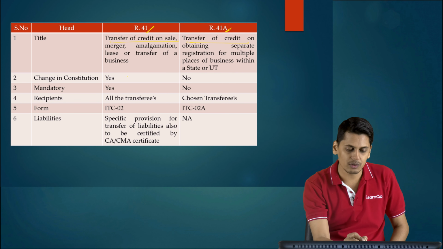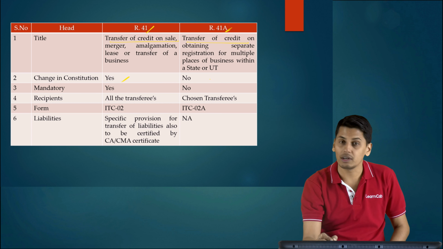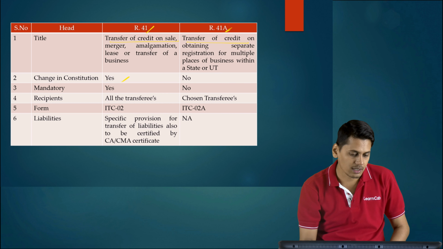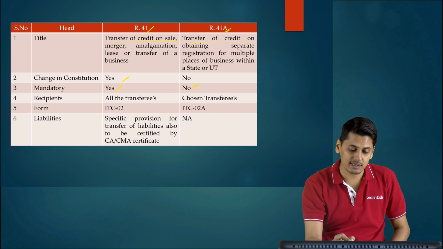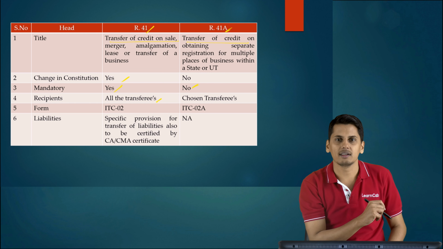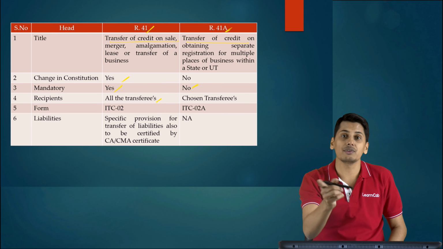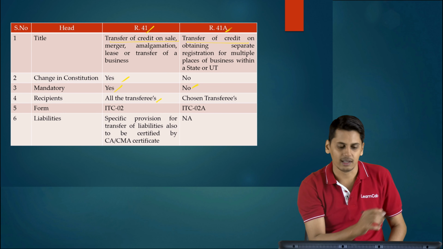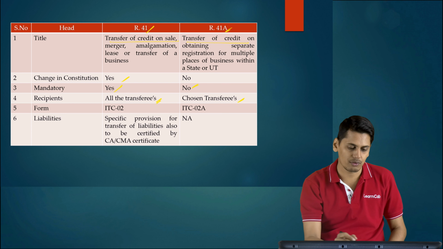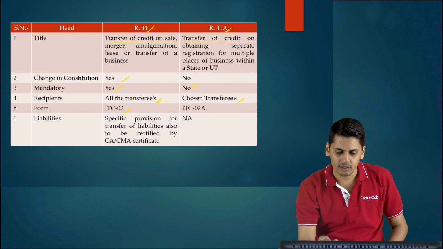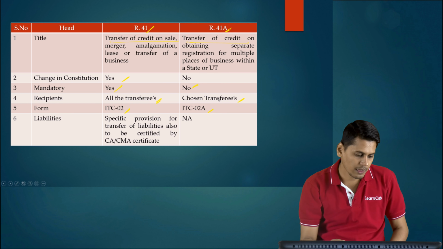Is there a change in constitution? Answer is yes, rule 41. 41A, there is no change in constitution. Is it mandatory? 41 is yes, 41A is no. Who are the recipients? It is to all transferees. You cannot choose the transferees to whom you want to transfer the credit. It is to all transferees. Here it is to chosen transferees. Form needs to be filed, ITC 02, here it is ITC 02A.